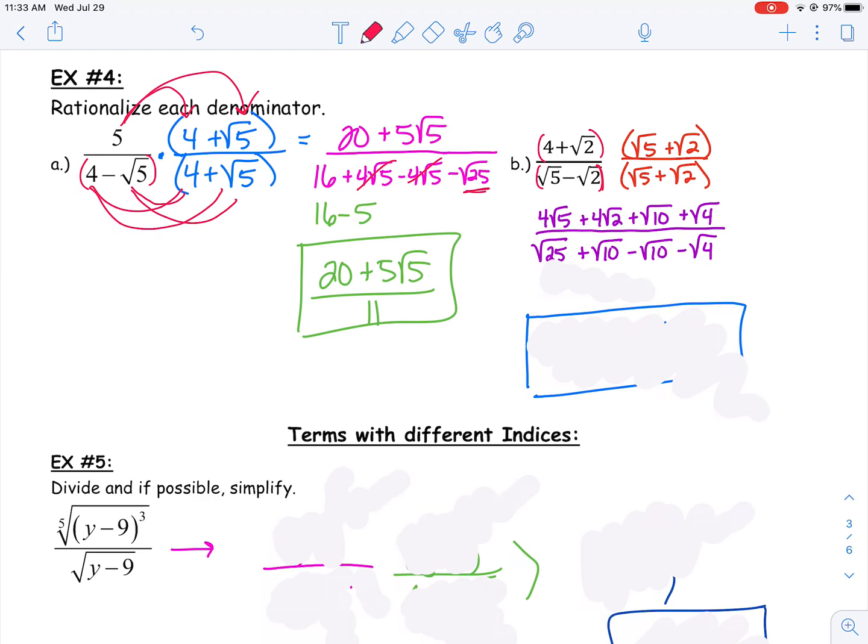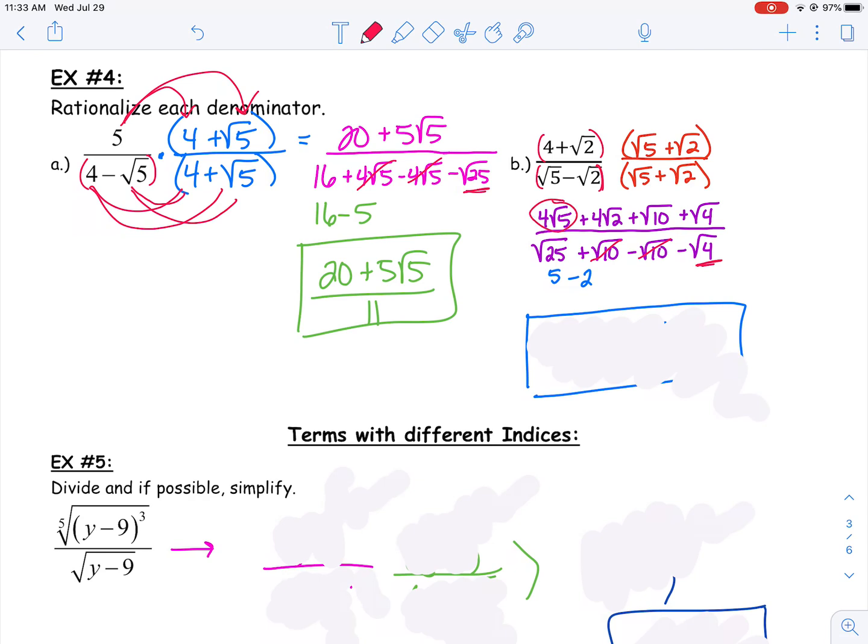And you notice, as long as we make sure we multiply by conjugates, these two middle terms cancel. Also, you may notice that the square root of 4 is really just 2. And the square root of 25 is really just 5. So in my denominator, I have a 5 minus 2, or can we say 3 in my denominator? No more radical, right?